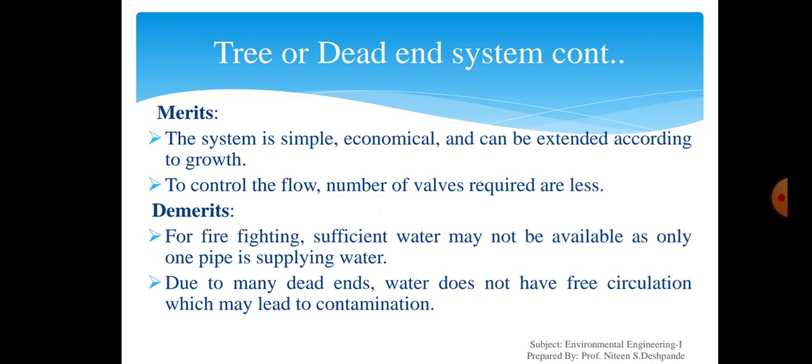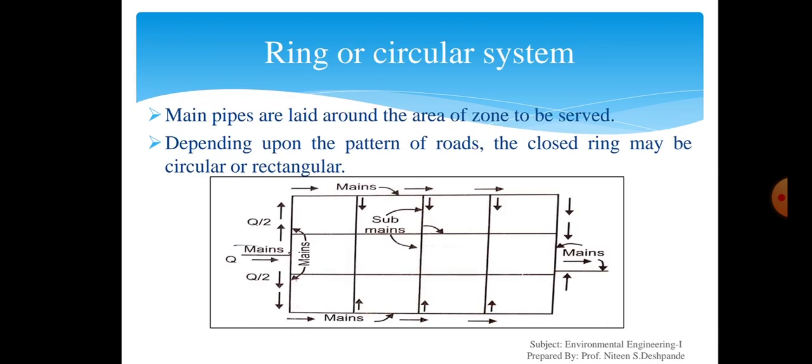And the demerits of the system are, for firefighting, sufficient water may not be available as only one pipe is supplying the water. And the second demerit is, due to many dead ends, water does not have free circulation, which may lead to the contamination of the water.